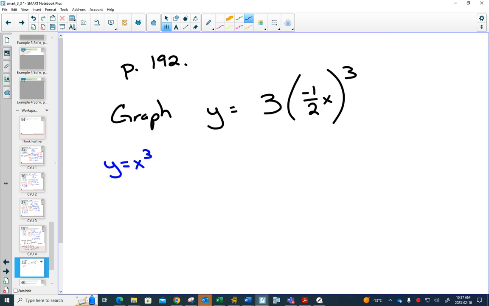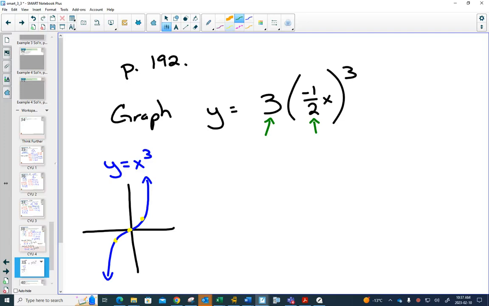This looks like a y equals x cubed. In my head, off to the side, I remember that y equals x cubed looks like this, with these three important points. How is my new graph related to this? Well, my new graph has a 3 and a -1/2. So we have to decide, what is that 3 going to do? What is that -1/2 going to do? What's inside the function? What's outside of the function?